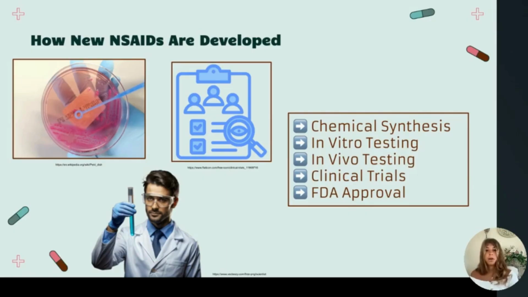If those results look promising, the drug moves into in vivo studies. In vivo means testing in living animals. Scientists study whether the drug actually reduces pain and inflammation, and also check for side effects. If the drug is safe, it enters human clinical trials. These studies determine the correct dose, monitor side effects, and compare the new drug to existing treatments. Only after all those steps are complete can the FDA decide whether the drug should be approved. This whole process can take many years, but it's important because it makes sure new medicines are both safe and effective.